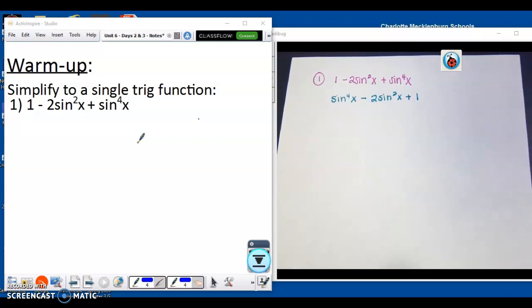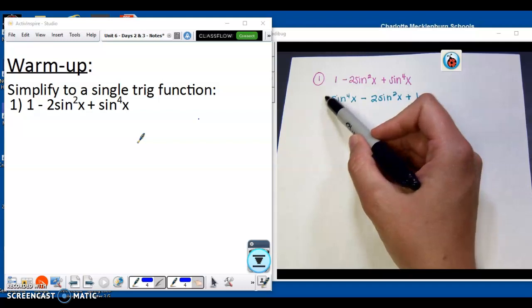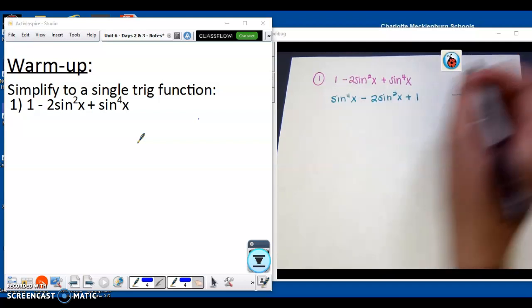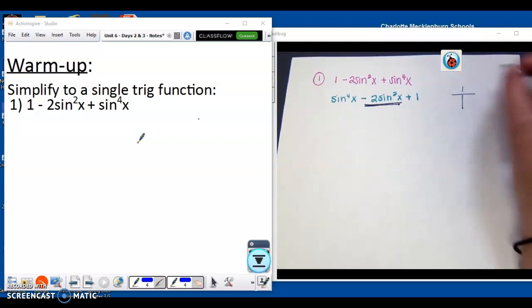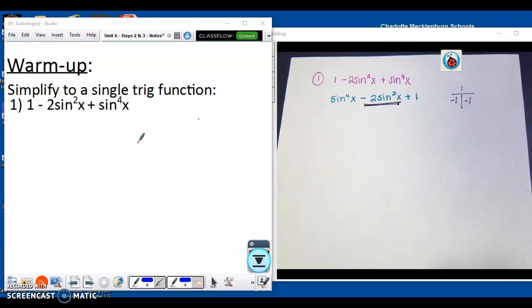After that, think about factoring. You can do this the long way or the short way. Since there's not really a number out front, technically there's a 1, so 1 times 1. You're trying to find two numbers that multiply to give you 1 and add to give you negative 2. We could use negative 1 and negative 1. Okay, I'm just going to do it the long way.